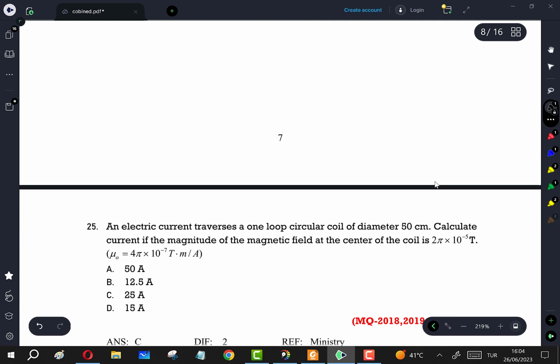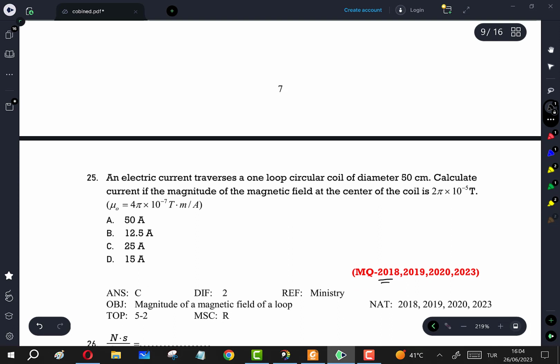Question number 25. An electric current traverses a one-loop circular coil of diameter 50 centimeters. Calculate the current if the magnetic field at the center of the coil is 2π times 10 to the power negative 5 Tesla. This is also a modified question, very short, even repeated, just that number has changed. So they give, I think, π in the previous question. Several times there's such a question. It's a loop magnetic field.